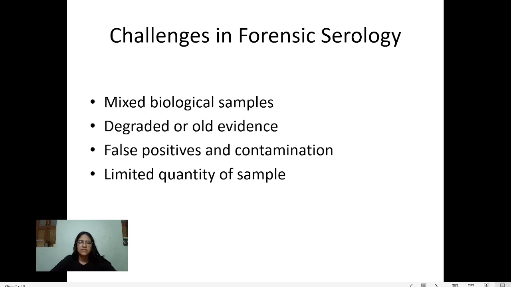Yes. So limited quantity of sample, as I have told you, in a crime scene we cannot get body fluids in abundant quantity. We can only get the particular amount that is already present in that crime scene. We cannot reproduce it again and again, right? So wisely using forensic biological evidence is necessary.